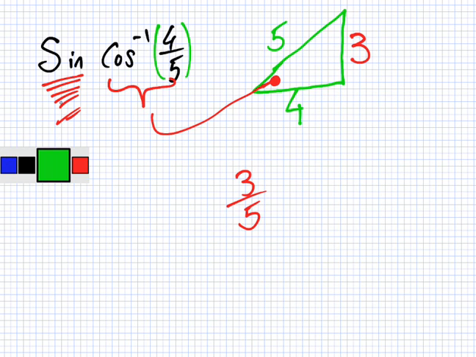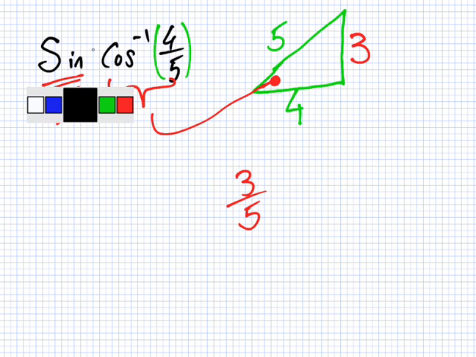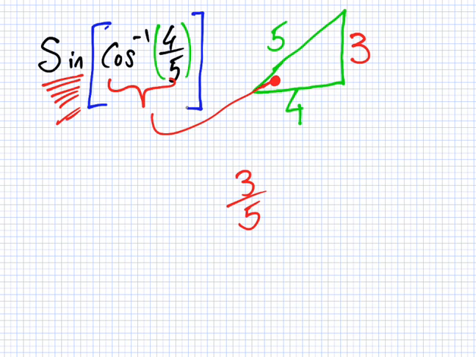What do you mean multiply? It's like sine of this number. But what I'm saying is I don't need to use my calculator. What I can do is draw this triangle and then get the sine of this triangle, which is 3 over 5.